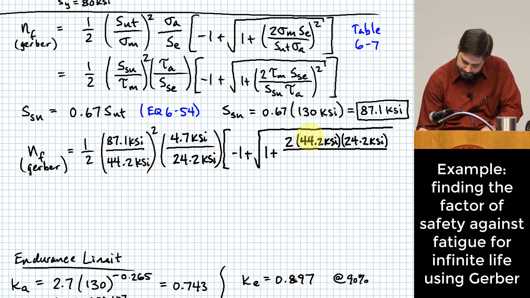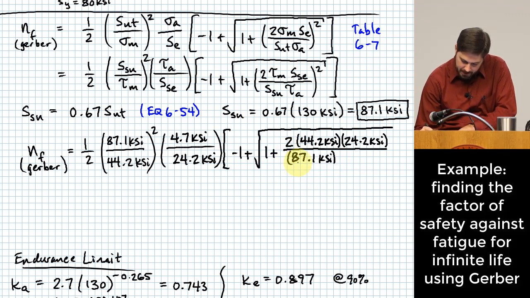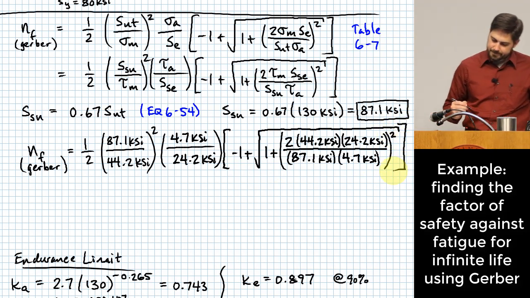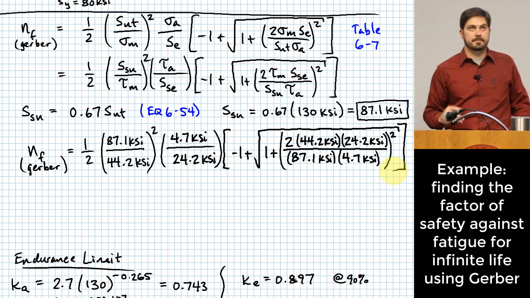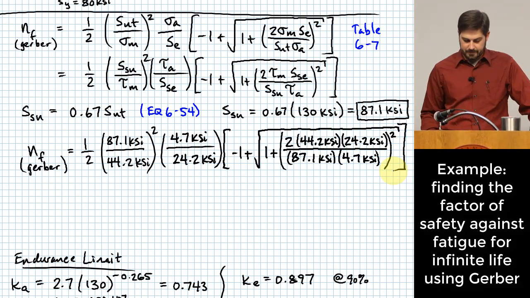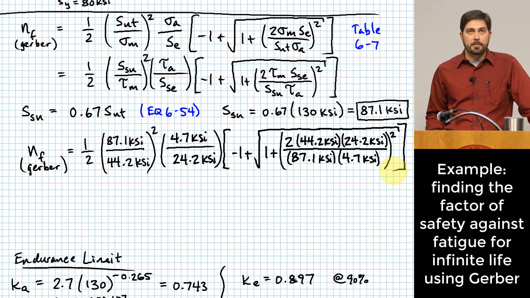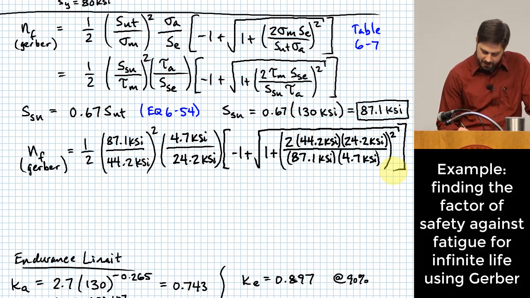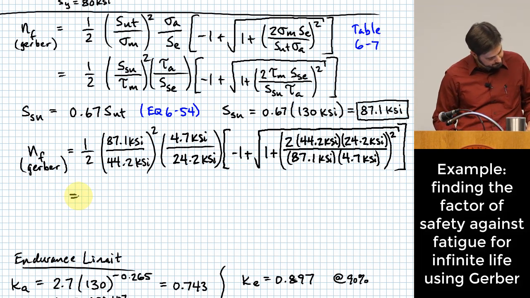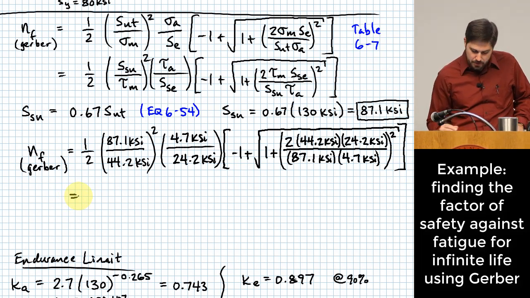S sub SU is 87.1 KSI, and tau sub A was 4.7 KSI. And all of this stuff was squared. Tap a little bit on your calculator, and out of this comes 1.629.